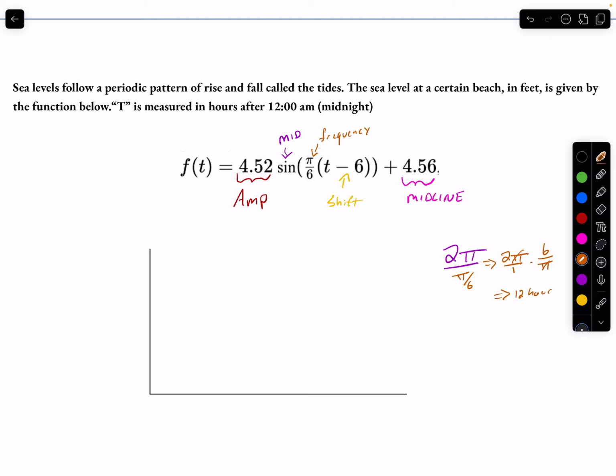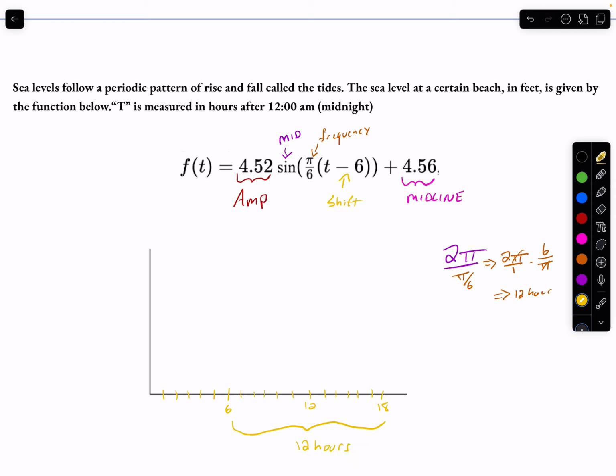Okay. Now, I'm going to start here at 1, 2, 3, 4, 5, 6. I know my sine curve is going to start at 6 hours. Then 7, 8, 9, 10, 11, 12, 13, 14, 15, 16, 17, 18, right? Because this is our total period right now, which is 12 hours. And we know the shift here is 6.